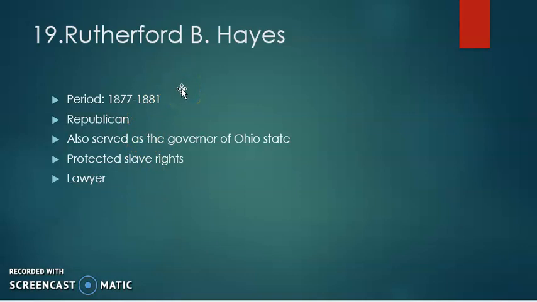Rutherford B. Hayes is the 19th president of USA, and he ruled the country from 1877 to 1881, and he was from the Republican Party, and he also served earlier as the governor of Ohio State, and he also protected slave rights, since he was a liar too.